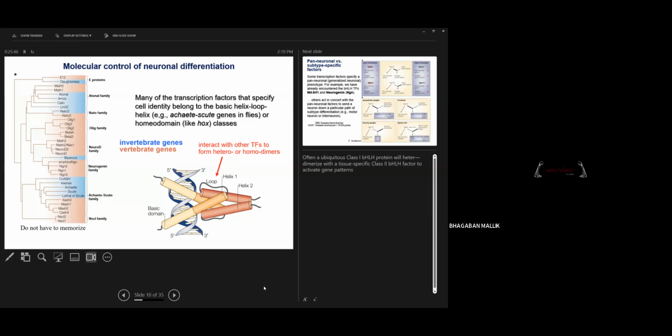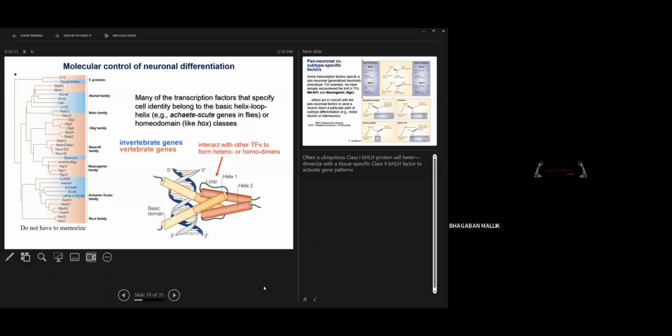Many transcription factors that specify cell identity mostly belong to the basic helix-loop-helix transcription factors, like the Achaete-Scute genes in Drosophila, or the homeodomain class like the Hox transcription factors. This is the typical diagram showing the bHLH, the basic helix-loop-helix transcription factor.